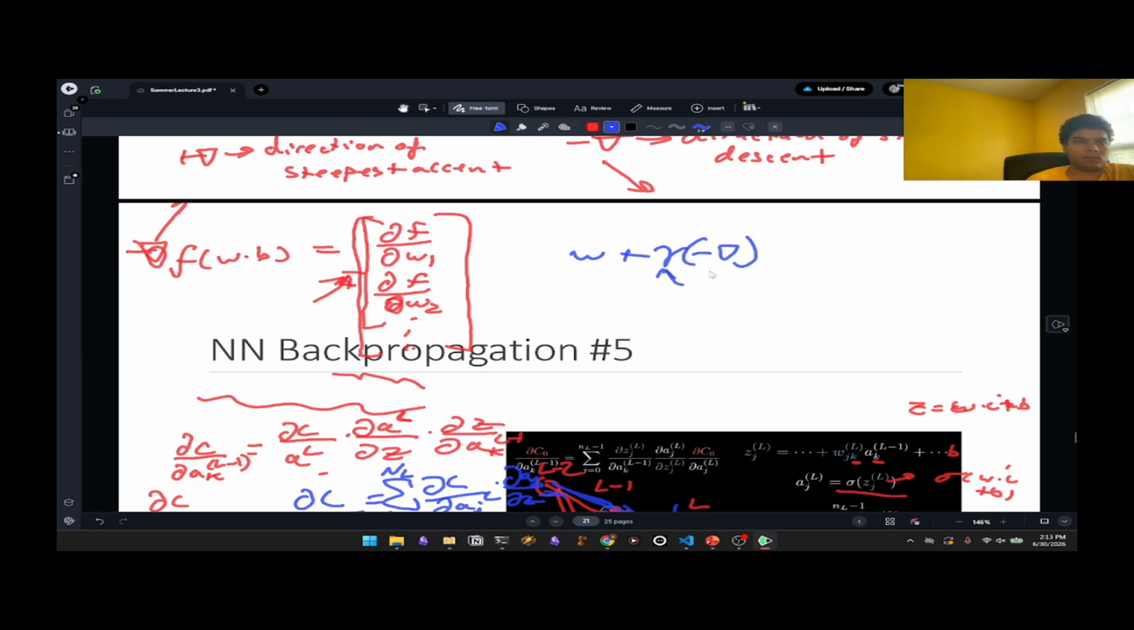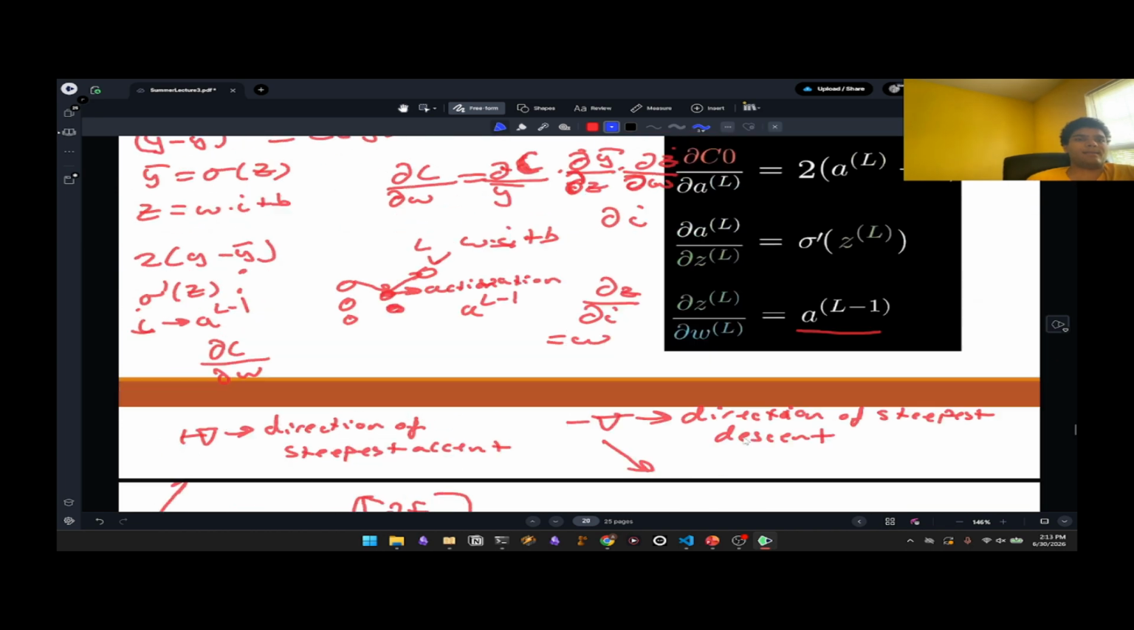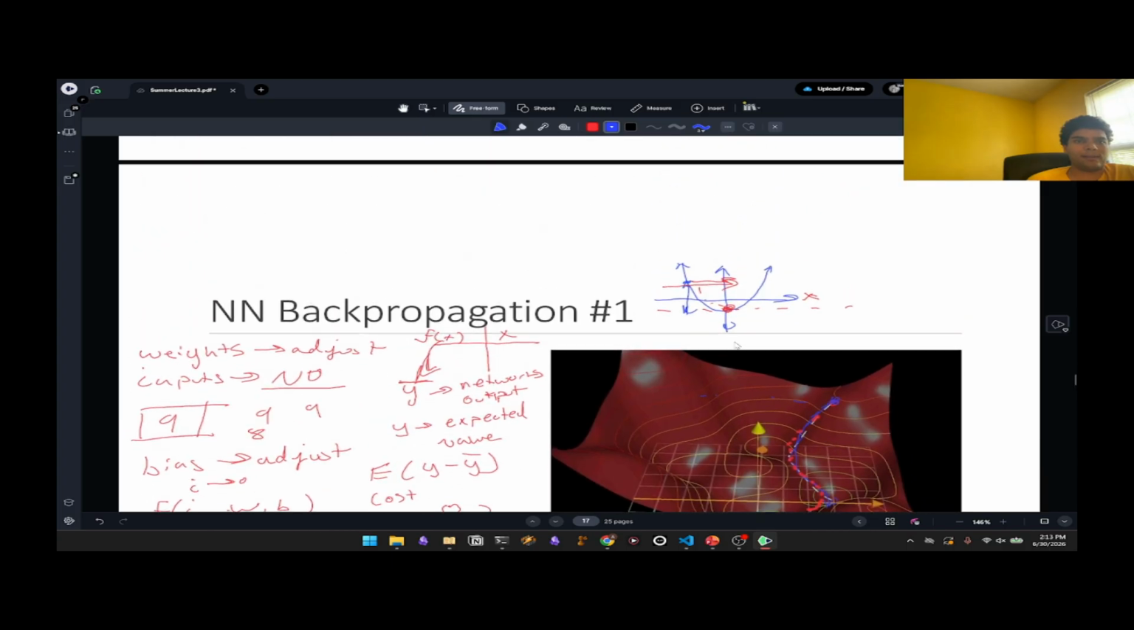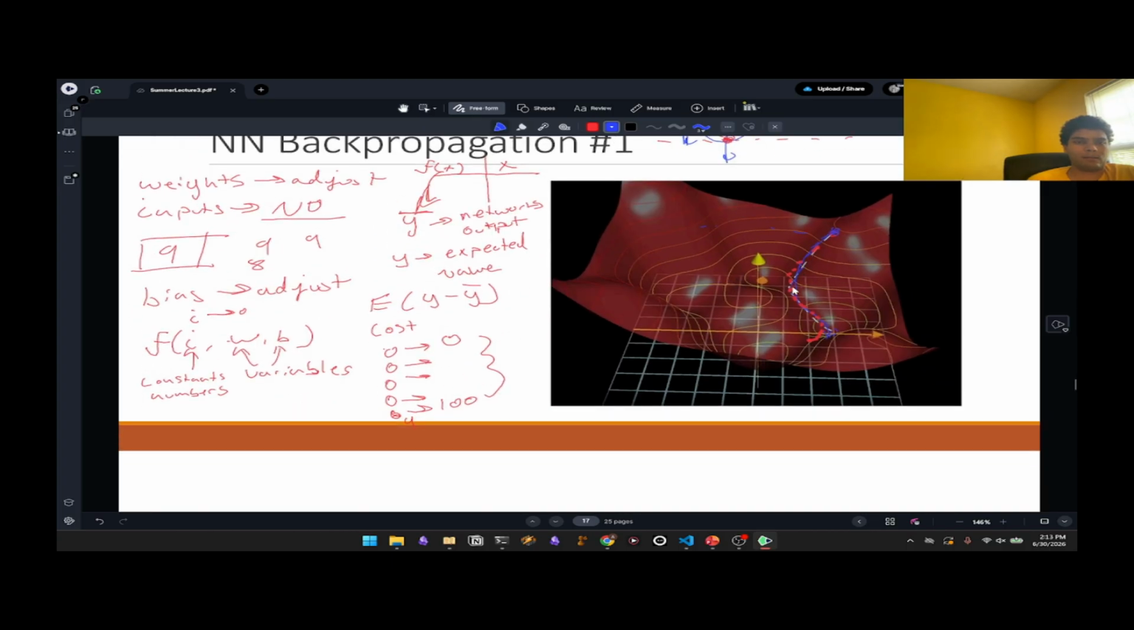So you don't want to have the full negative gradient because that would be kind of big, but you just want to add a small step. So you'd take a small step in the direction of steepest descent, and you'd continue in the direction of steepest descent with this negative gradient, and you'd slowly climb down this cost mountain. So that's what we're doing with backpropagation, and that's the math behind it.